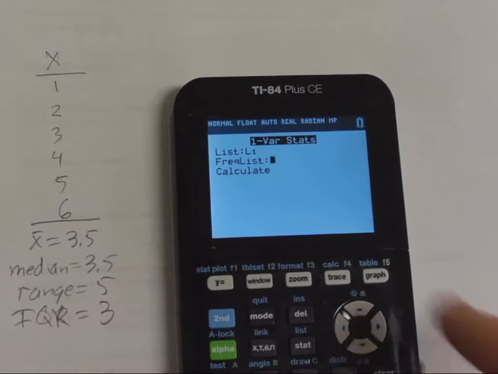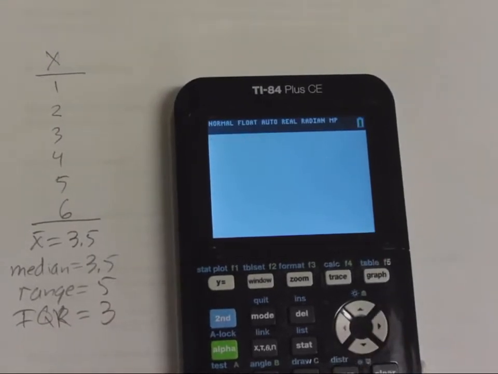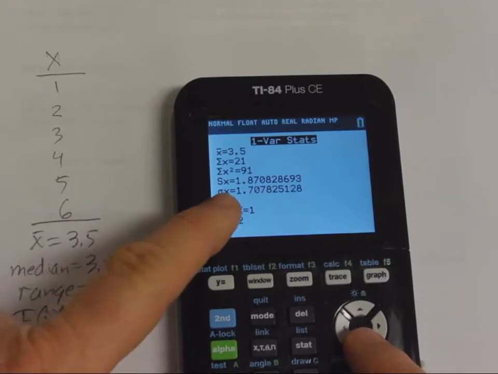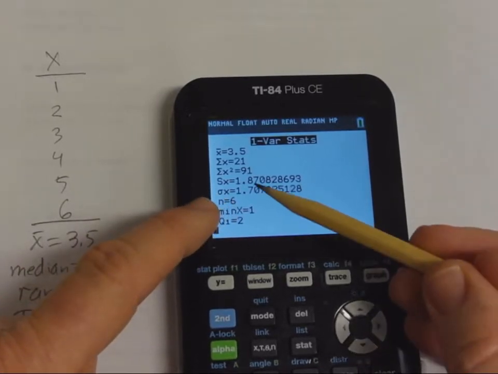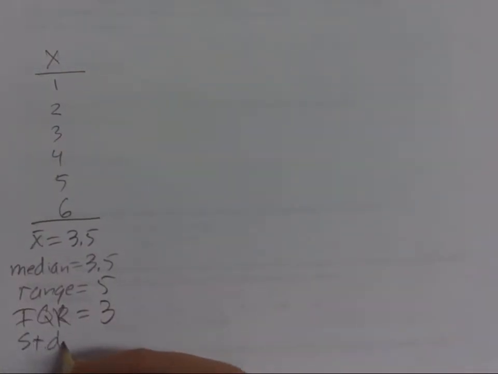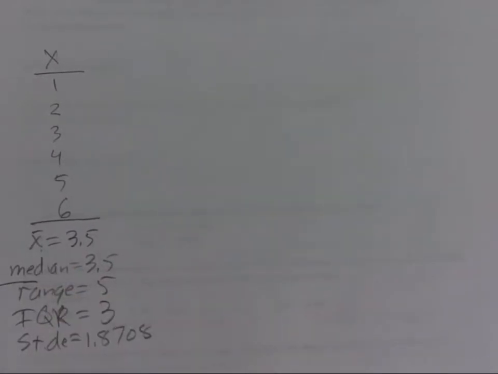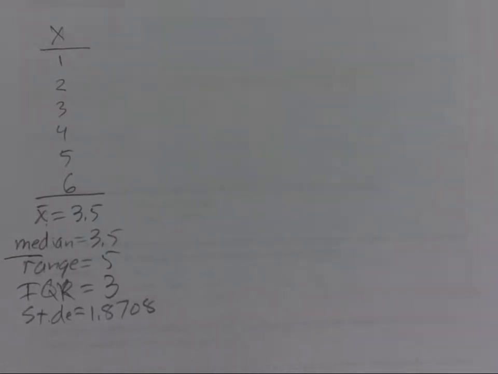So make sure the frequency list is blank or that it has a 1 in it. And then hit Calculate. My standard deviation is the S. That's the one that we use. It's 1.8708 approximately. So our standard deviation is equal to 1.8708. And so there are our measures of center, and there are our measures of spread, our most popular ones. Now the question is, what happens when we transform our data?